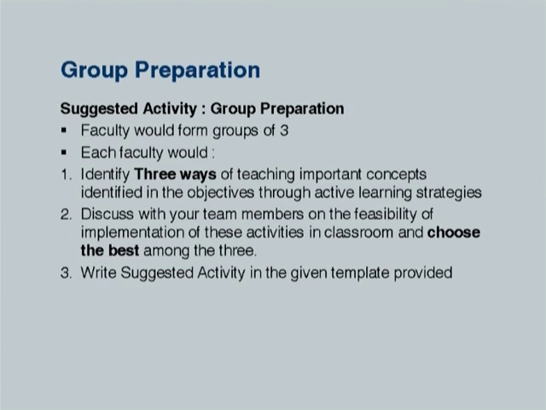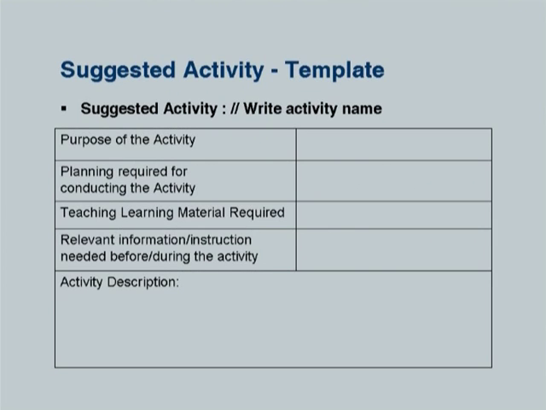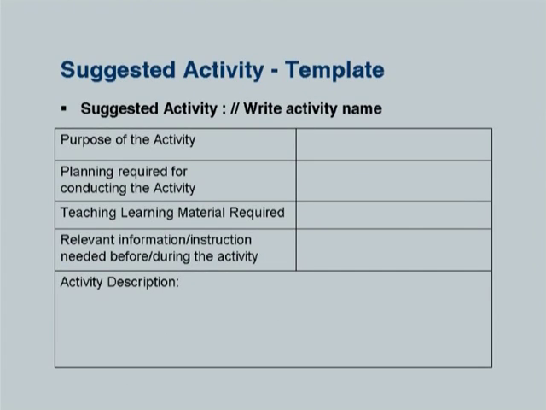So once you have selected the activity, what can be done? Let us fill up the activity template. Okay. So this would be our next assignment. I think if I remember, assignment number 7, right? Assignment number 7. So what we say is purpose of the activity. What is the need and purpose of this activity? Why are we performing this activity?